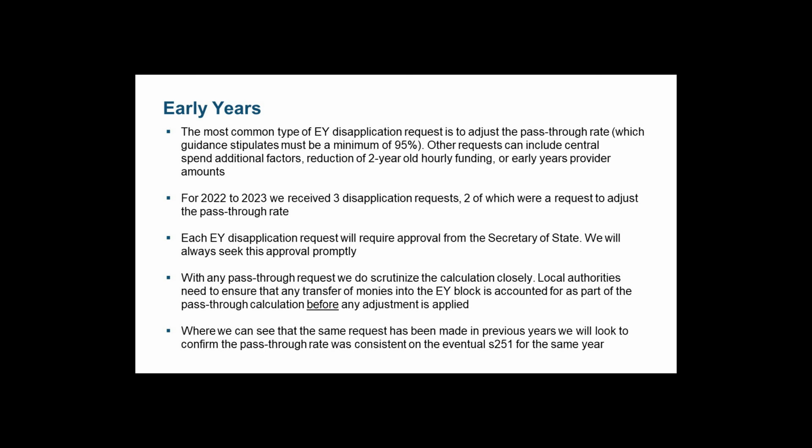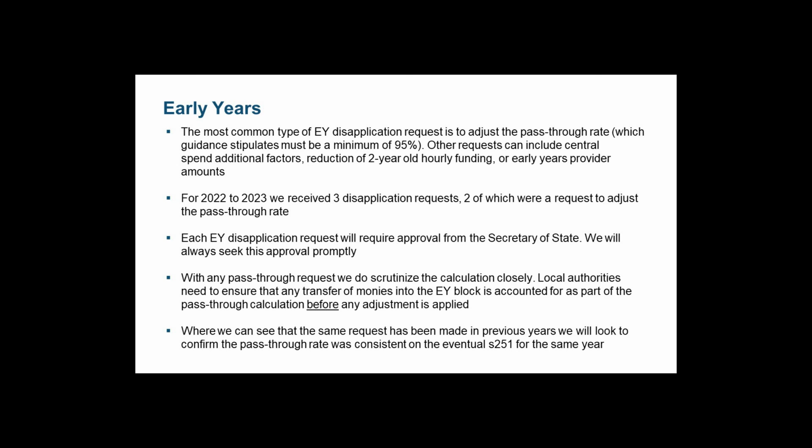Just to mention that when you complete the early years pro forma tabs on the disapplication, you'll have an option on there to select what the circumstances are for submitting the disapplication request, whether it is to adjust the pass-through rate or whether it's to include central spend additional factors and so on. Once you select your option, it will then automatically populate which particular section of the regulations you're looking to disapply. So if you are keen to read the actual legislative guidance that sits behind that and see exactly what is being disapplied, it does reference that in the pro forma tab for you.